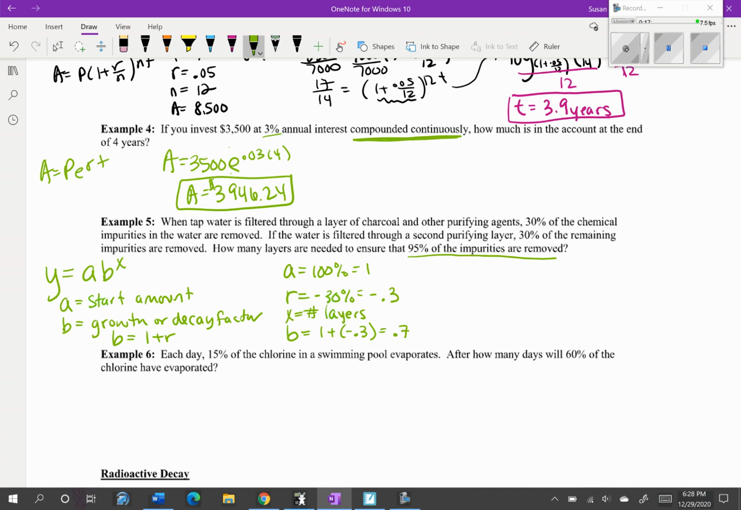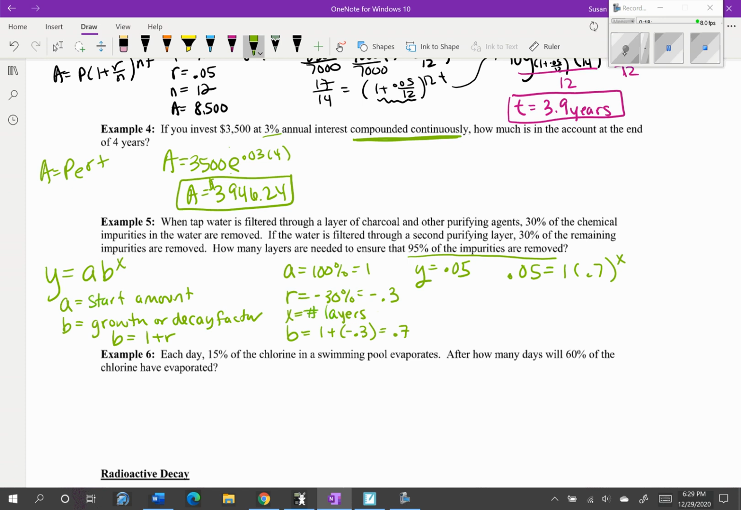And we are solving for x, so that means we know what y is. So remember that you want 95% of the impurities removed. If you're talking about 100% of something, then what is left from that 100% if 95% is gone? Well, 100 minus the 95 gives us 5%. So your y is going to be 0.05. So if we solve this equation, we have 0.05 equals 1 times 0.7 to the power of x. And this is what we're solving.